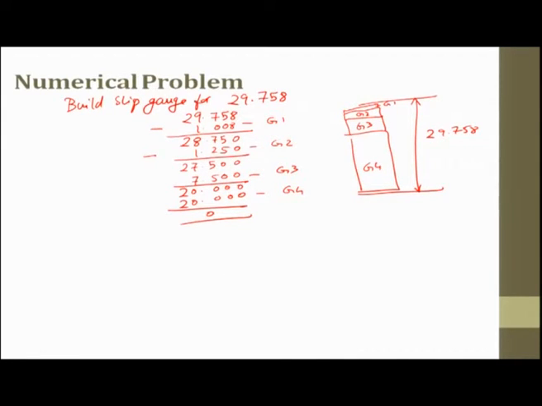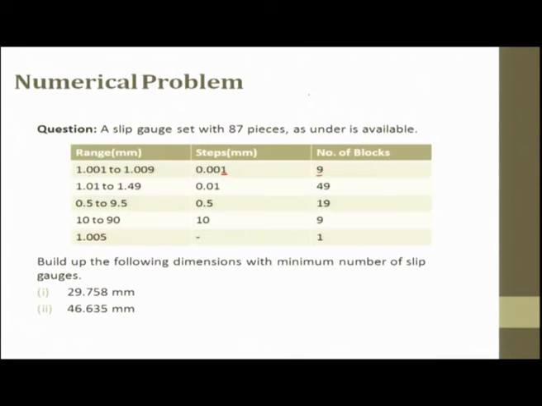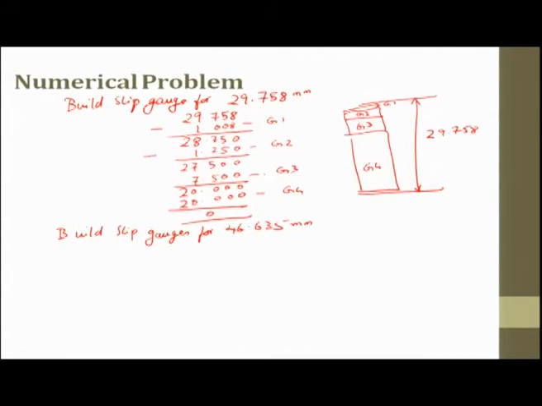Next, build slip gauges for 46.635 millimeter. So, you have to look at the box, you have to look at the steps available, and then you have to pick whatever is there in the box, starting with the last digit. So, it will be 46.635. First I put 1.005. So, I get 45.630, then I subtract 1.130.